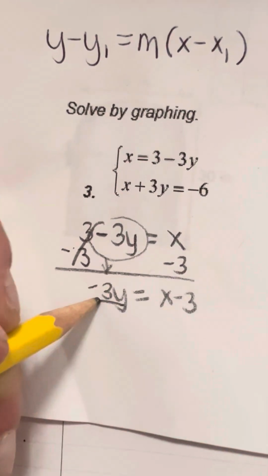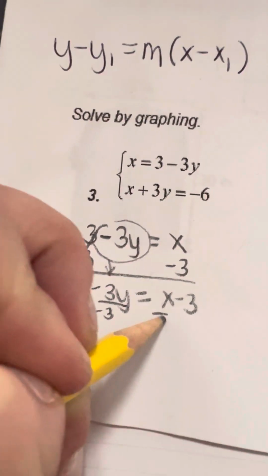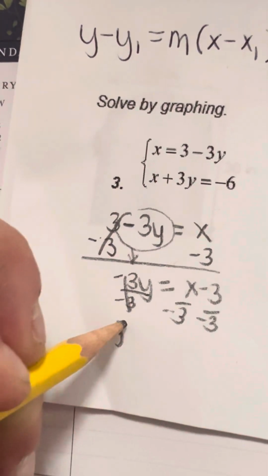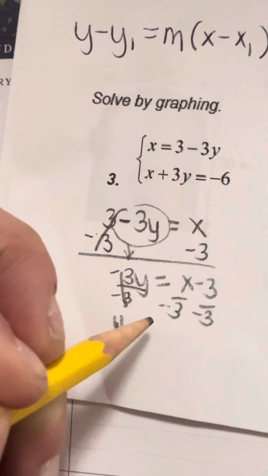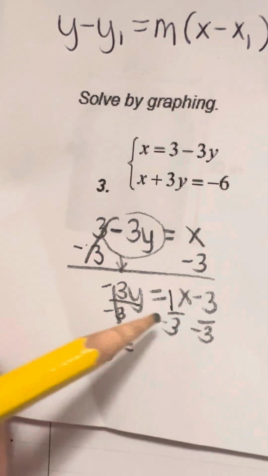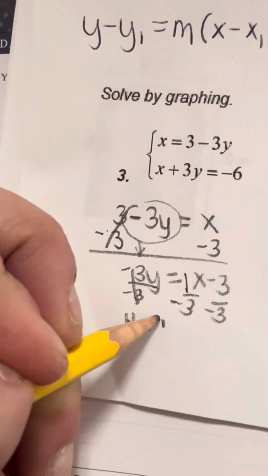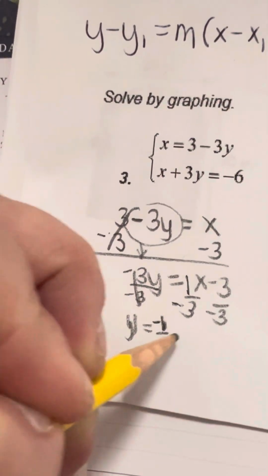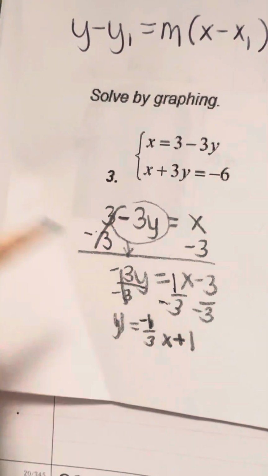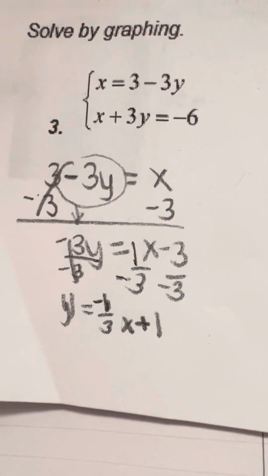Now, our last step is to divide by -3 on all parts and get that y by itself. So we've got y is equal to, in this case, we don't have a number here, so we're going to put a 1 over this. 1 over -3 is going to be -1/3 x. And then -3 divided by -3 is a positive 1. Now I'm all set and I'm ready to graph.